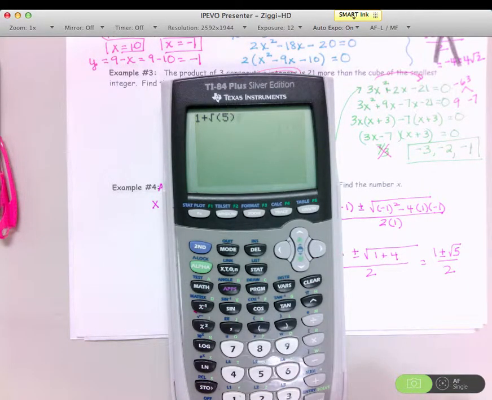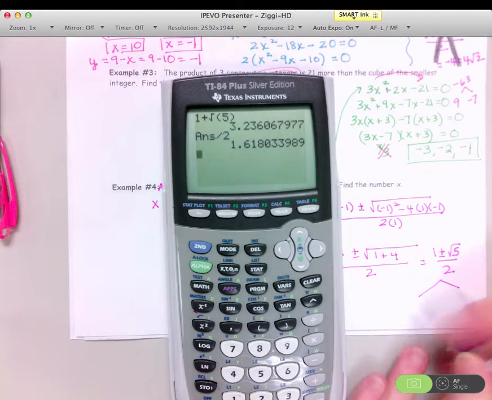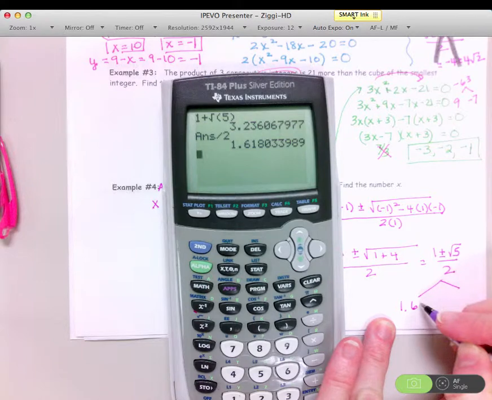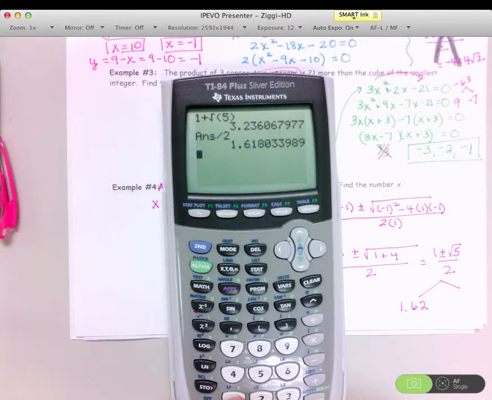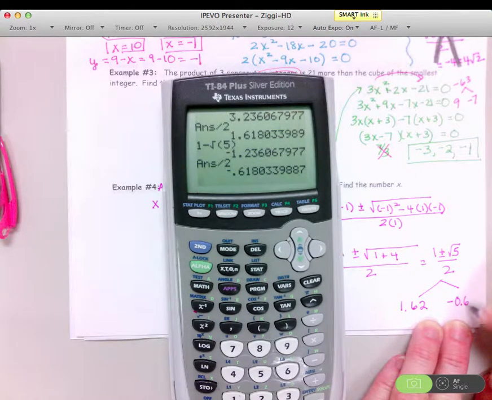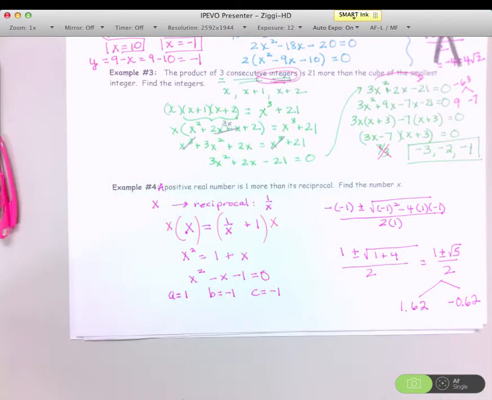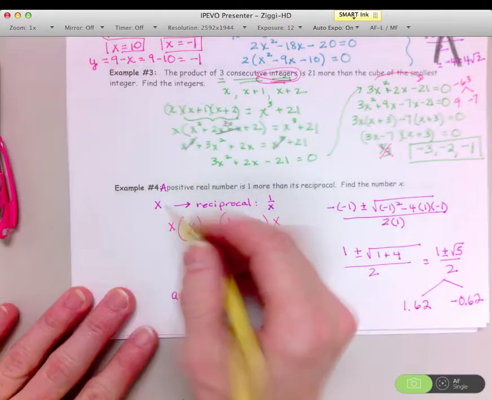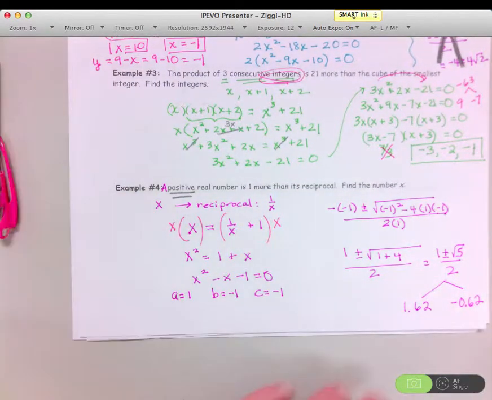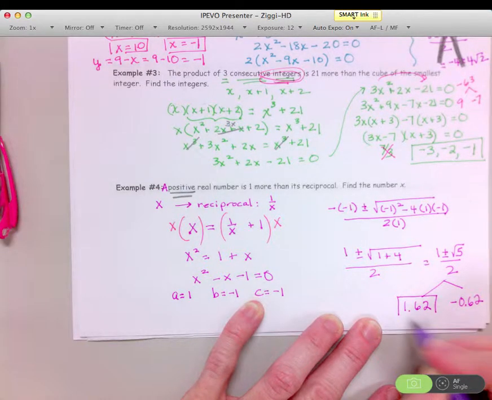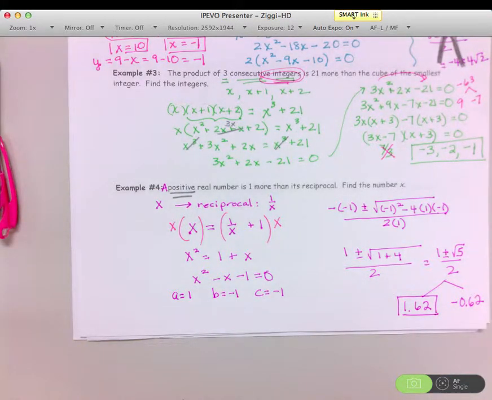And then I just hit enter. So then I divide by 2, and I get 1.62. And if I do the other one, 1 minus the square root of 5, and then divide by 2, I get negative 0.62. However, when you look back at the problem, it says a positive real number, so it is just 1.62. And I would tell you what to round to on a quiz or test. So there's example number 4.